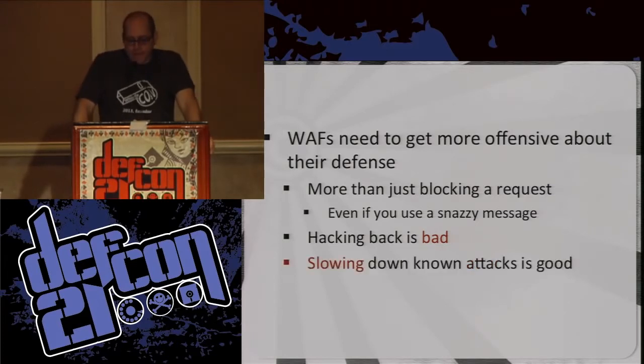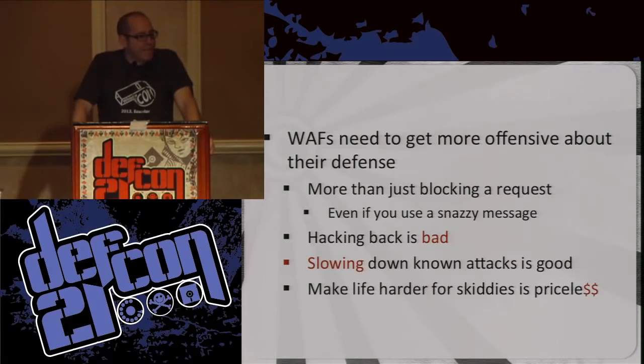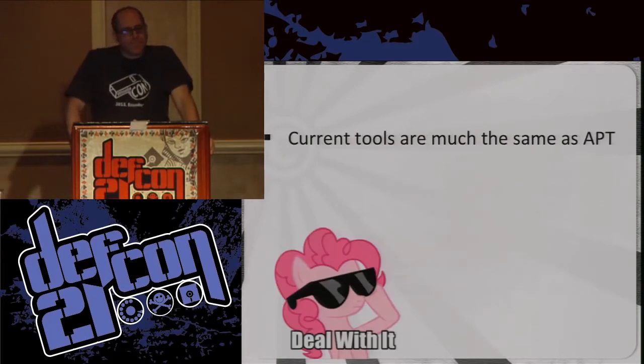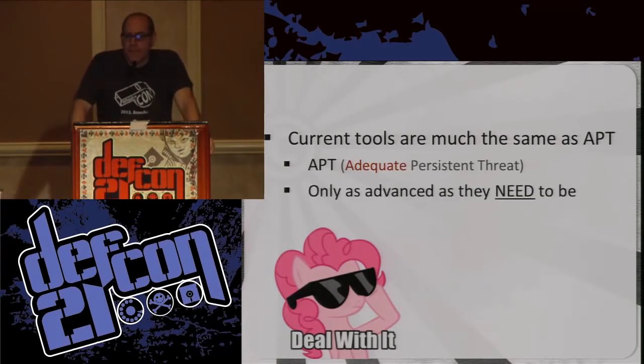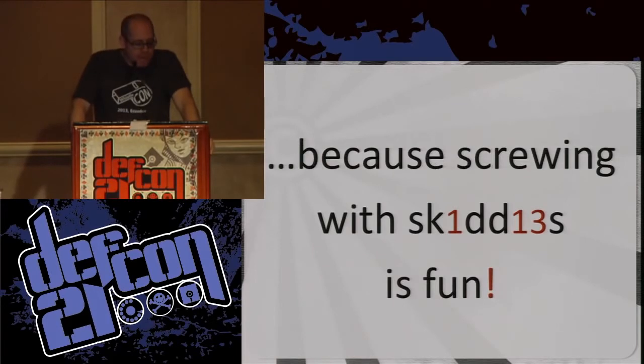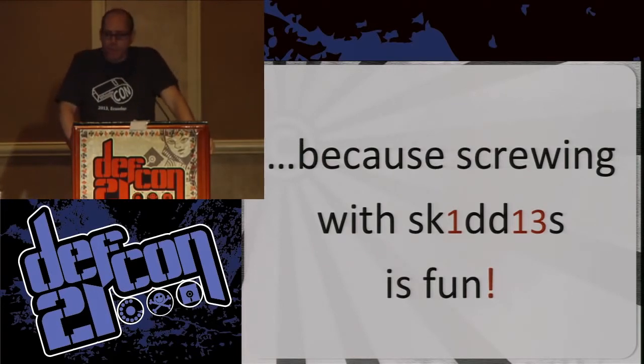So slowing attackers down is good. Making life harder for skiddies is absolutely priceless. I should have put the MasterCard logo on that. Current tools are very much the same as APT. Yeah, I said that. They are adequate and they do what they do, and until someone fights back and says this is not good enough anymore, they're just going to keep doing what they're doing. They're only advanced as they need to be. It's just like people attacking you. If they can get you with a phishing attack, then why would I bother wasting a 0-day on you? Simple as that. And I think this is the key to this entire talk: screwing with script kiddies is fun.